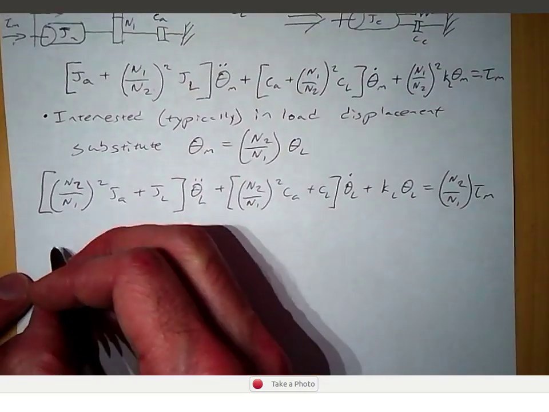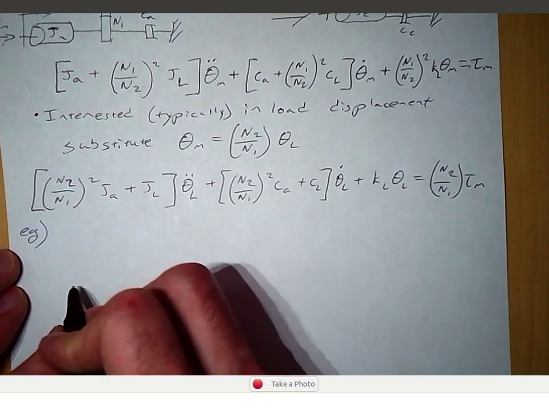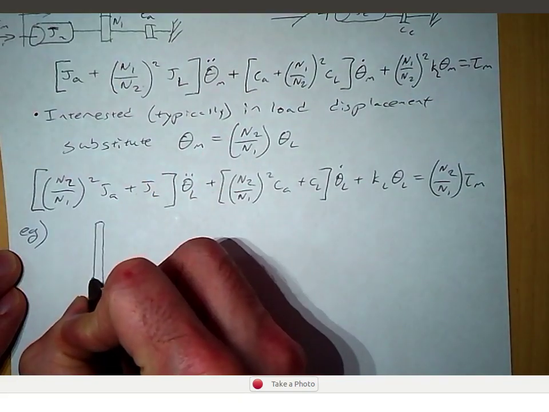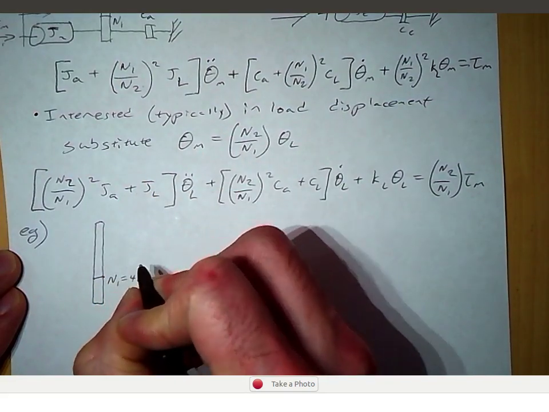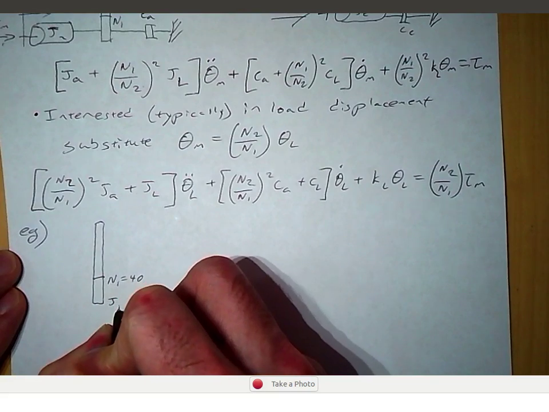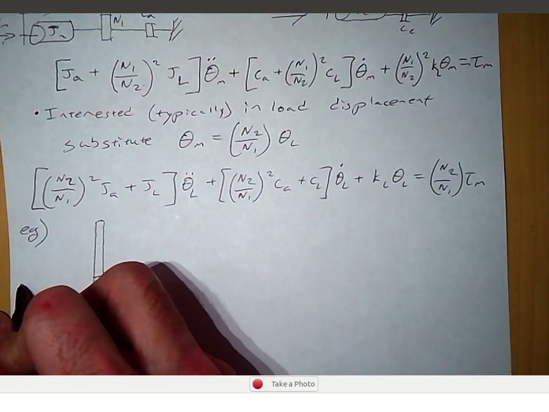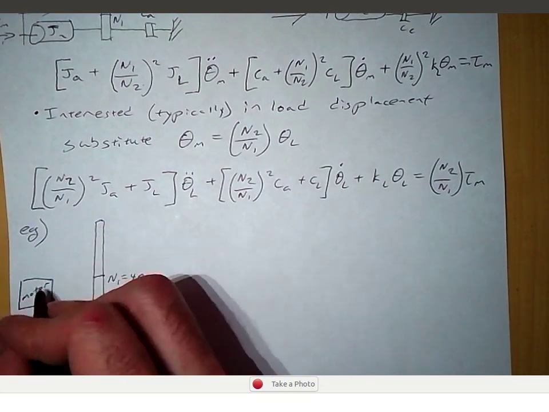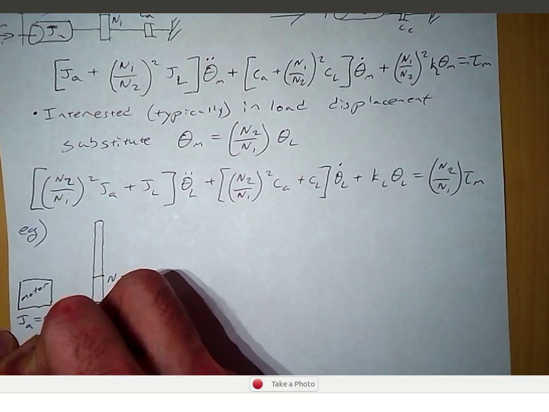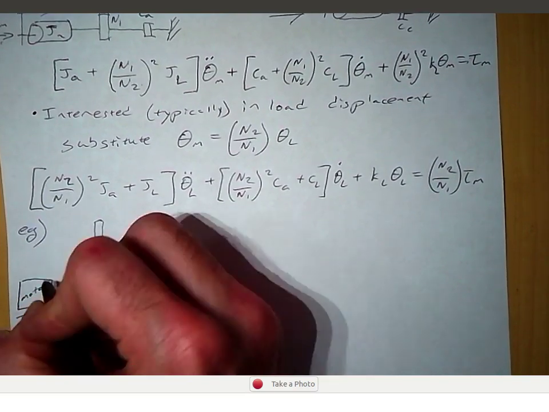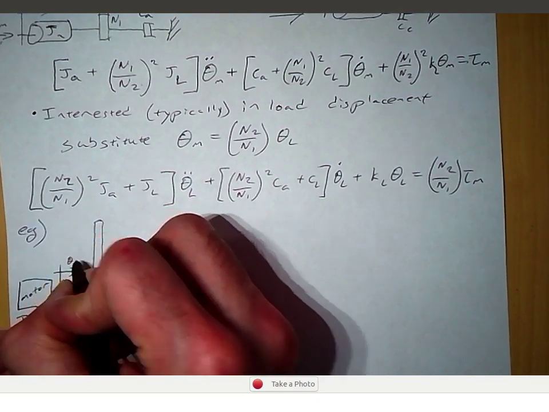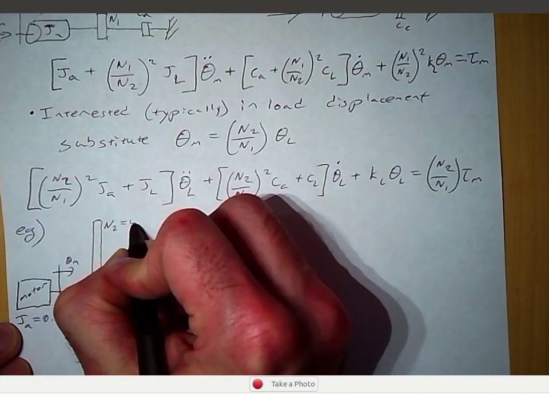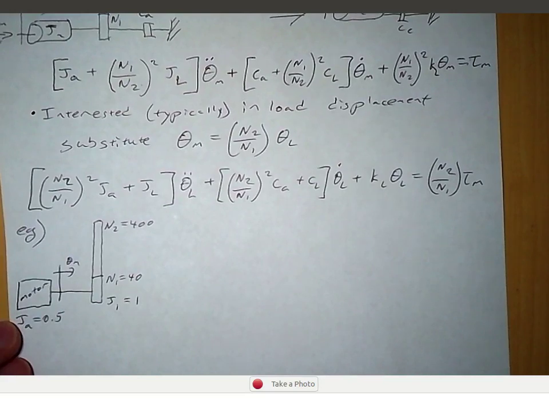Let's look at an example of incremental motion. Okay, again we have a gear pair. Here N1 is 40, and these are non-ideal gears, so we have J1 equal to 1, and we're not going to bother working with units on this one. Here's our motor, and it has an armature moment of inertia of 0.5. So we have our motor shaft displacement, theta M, and the output gear has 400 teeth, so the gear ratio is 10.